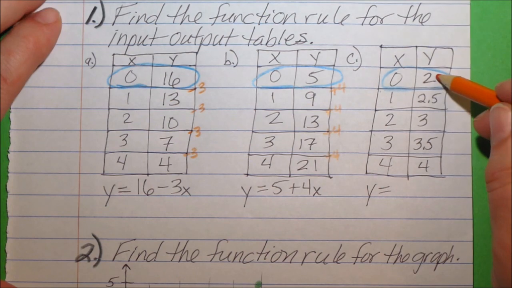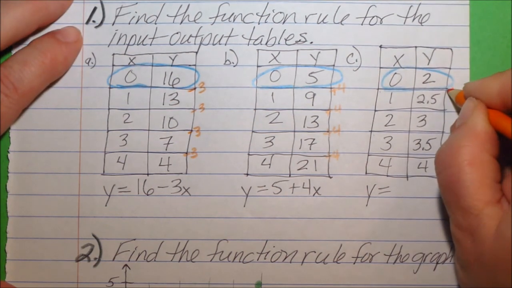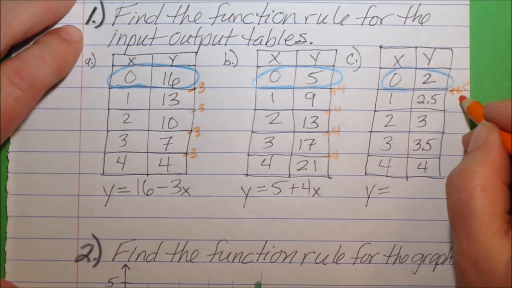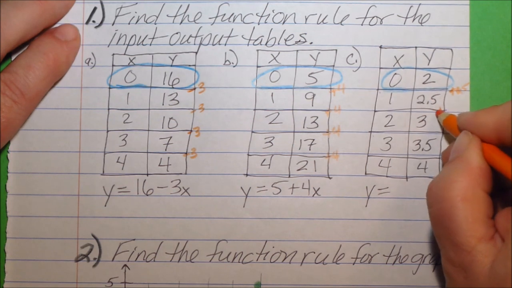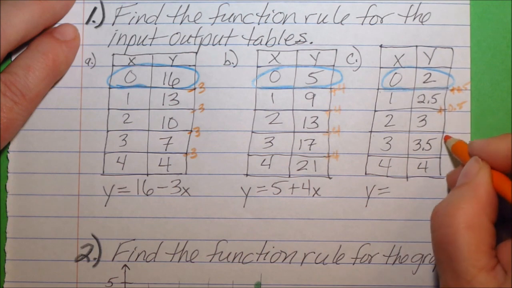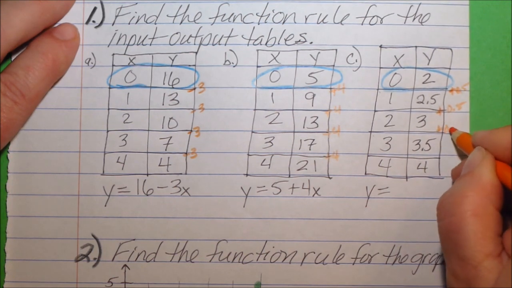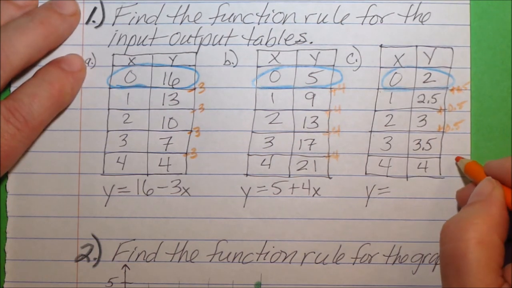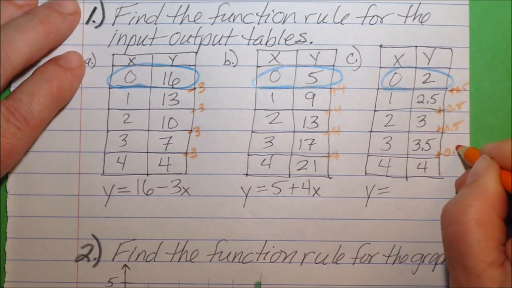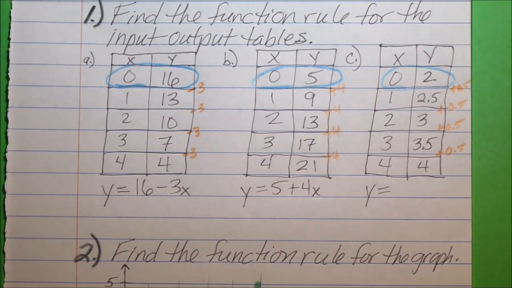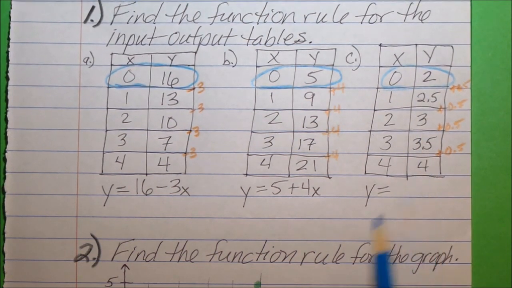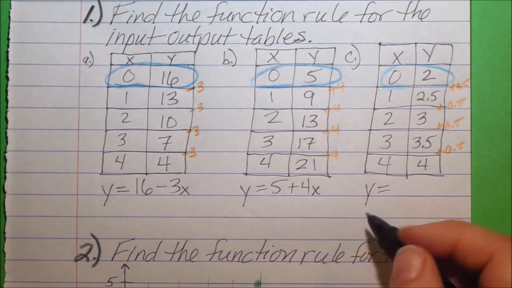So they are increasing. 2 to 2.5 means they added 0.5. From 2.5 to 3, they added 0.5, 1/2, or 5/10. From 3 to 3.5, they added another half, which I'm representing as a decimal. So, if it's represented as a decimal in the input-output table, then we should do so also in the function rule.